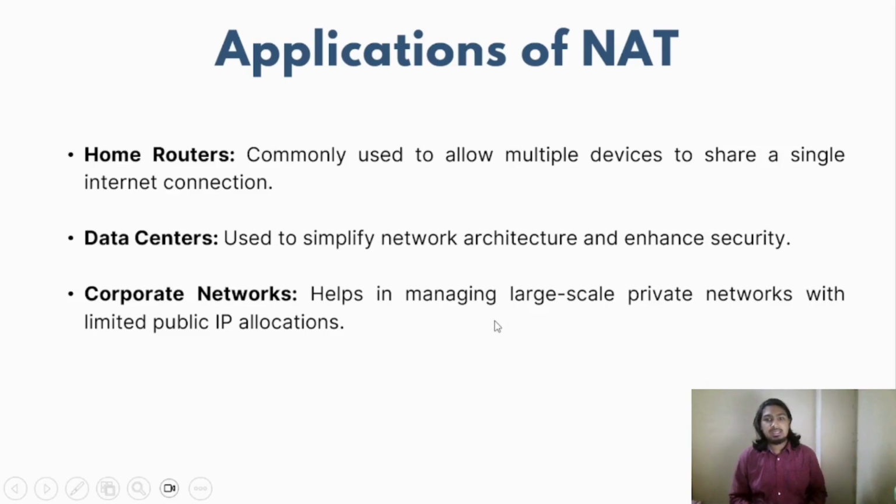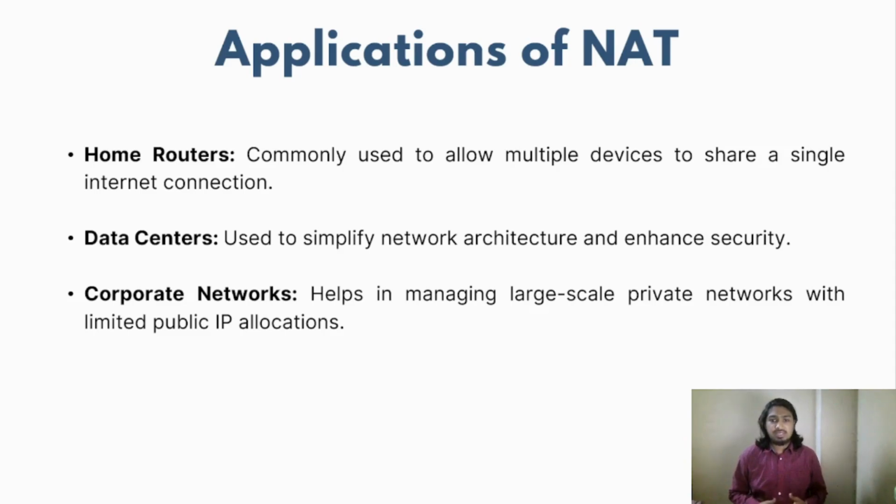NAT is incredibly versatile, and here are some of its primary applications. Number one, home routers. It is most commonly used in home networks. It allows multiple devices to share a single internet connection by assigning private IPs within the network, while using one public IP for external communication. Example, if you are streaming Netflix on your smart TV and browsing the web on your laptop simultaneously, NAT ensures both devices can use the internet efficiently without needing separate public IPs.